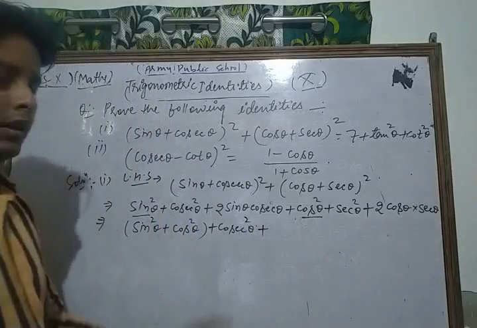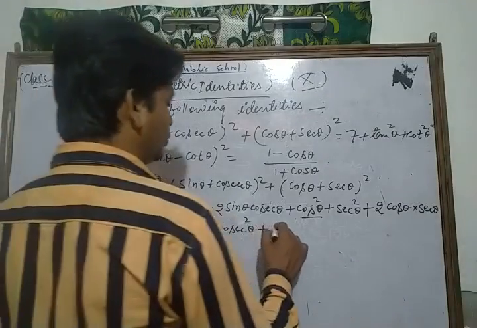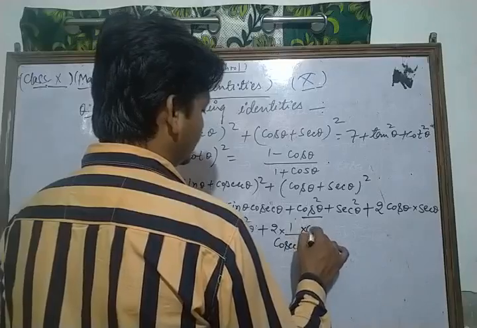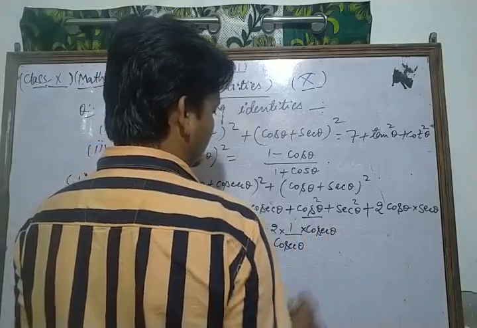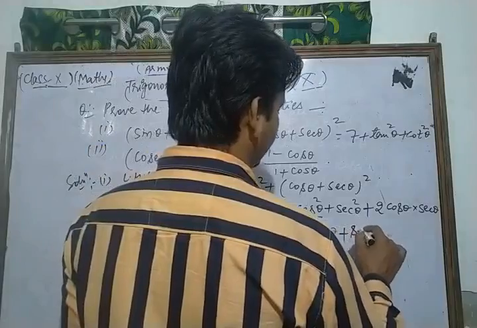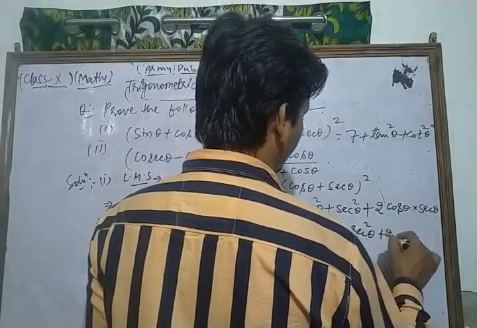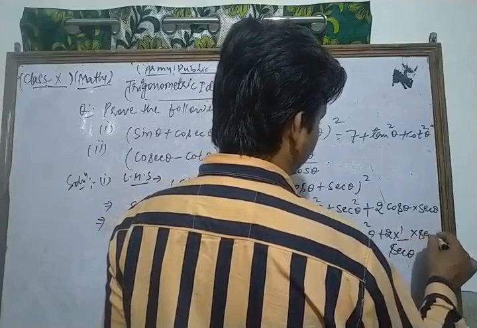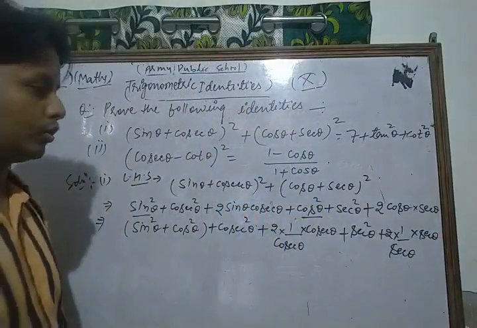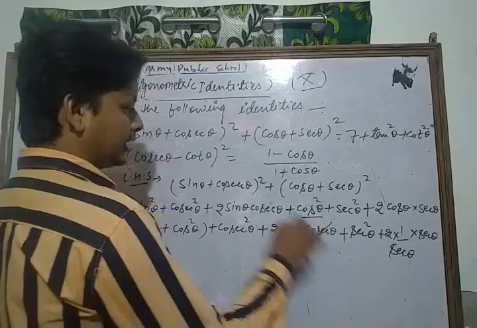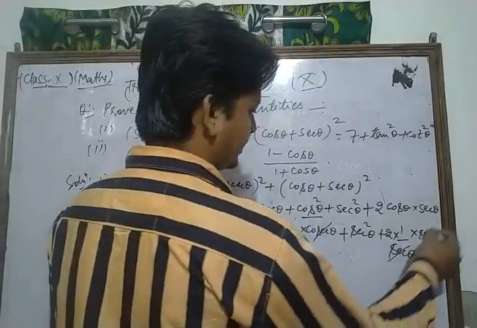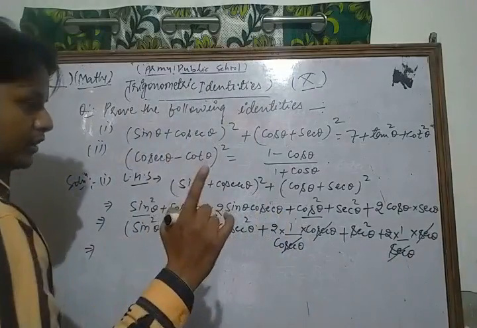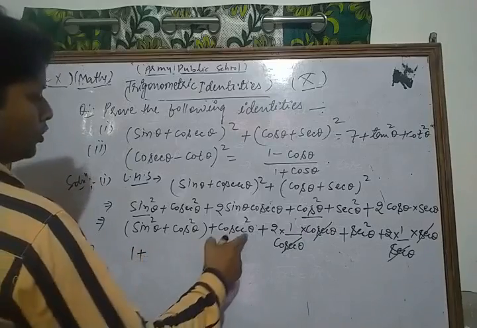Plus 2 into sin into cosec, and you know that sin theta is equal to 1 upon cosec theta, so write it this way, and cosec theta as it is. Plus sec square theta as it is, plus 2 into cos theta, which is 1 upon sec theta, into sec theta. Now look, cosec theta cancels out, and sec theta cancels out. So we get sin square theta plus cos square theta, which is 1, plus cosec square theta.